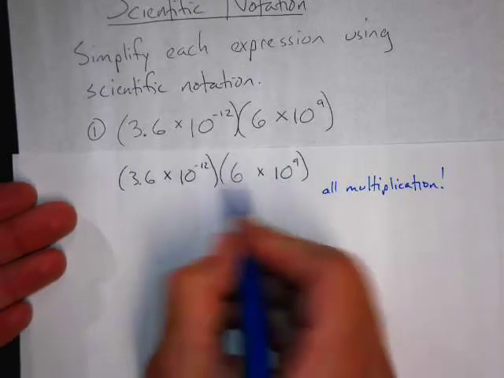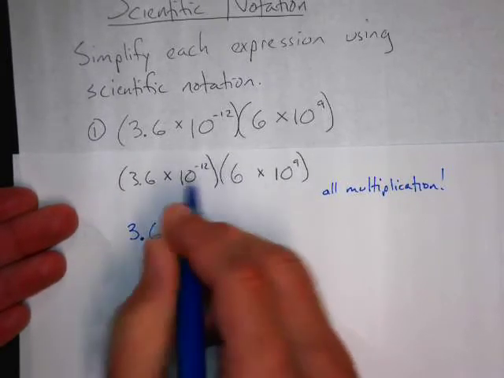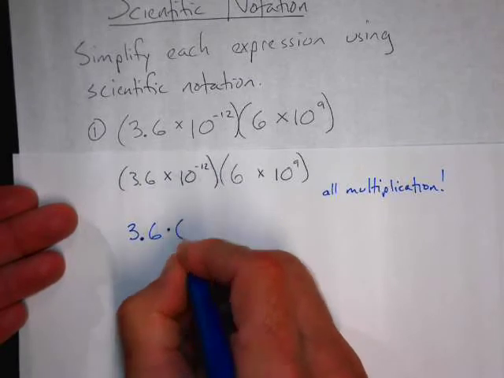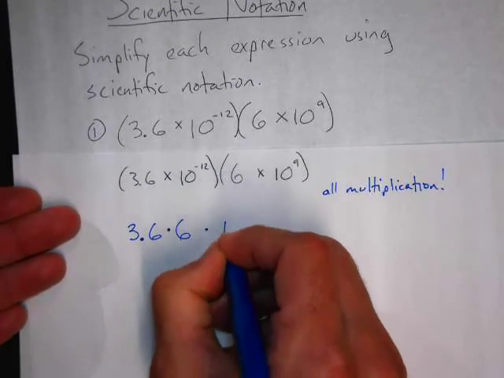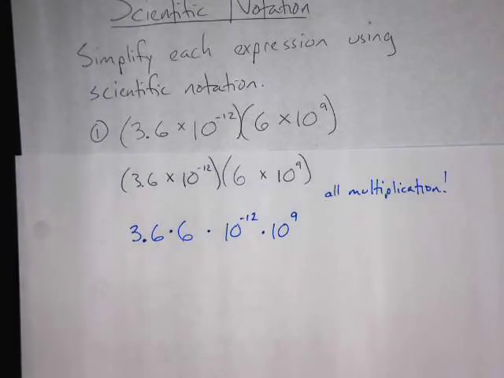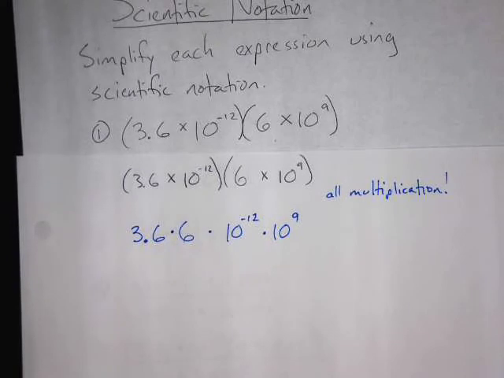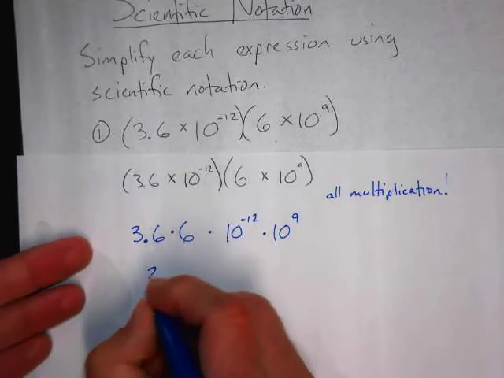If I have a similar base, I'm going to keep those together. I can regroup this: it's 3.6 times 6, and then times 10 to the negative 12 times 10 to the 9th. That is totally legitimately possible. It's all multiplication, so I can just rewrite stuff. All I have to do now is basically crunch some numbers. So I have to multiply 3.6 times 6. Use your handy-dandy calculator if you need to, and you come up with 21.6.